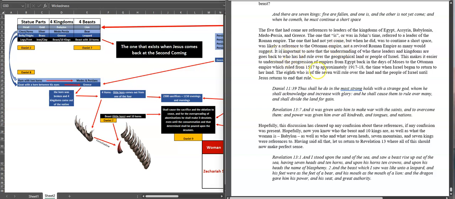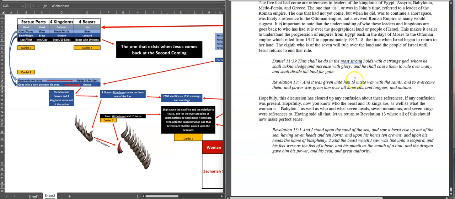So I said it's important to know that the understanding of who these leaders and kingdoms are goes back to who had rule over the geographic land or people of Israel. This makes it easier to understand the progression of empires from Egypt back in the days of Moses to the Ottoman Empire, which ruled from 1517 to approximately 1917, 1918, the time when Israel began to return to her land. The 8th, who is of the 7, will rule over the land and the people of Israel until Jesus returns to end that rule. And we learn this from Daniel 11:39.